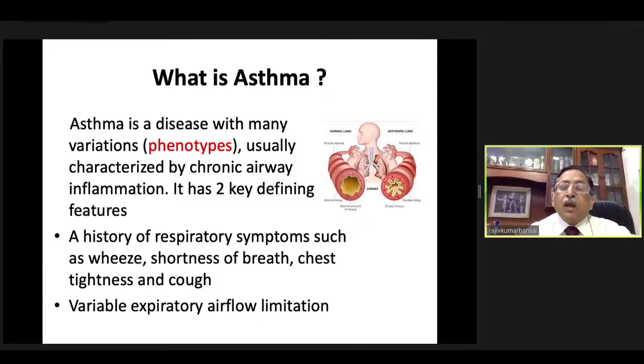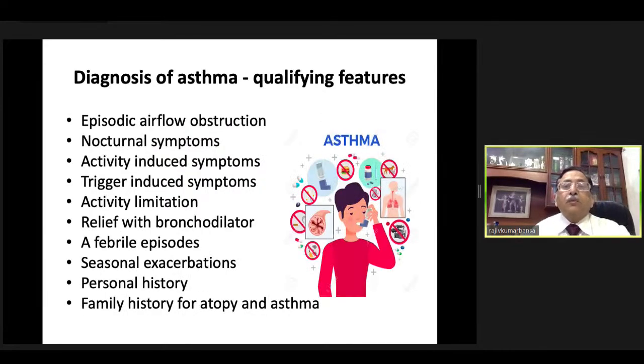The third thing is we need to place great emphasis on what history the patient presents with. A history of respiratory symptoms such as wheeze, shortness of breath, chest tightness and cough, which we need to take into consideration when we are evaluating whether a child has asthma and making a final diagnosis. The other thing is a variable expiratory airflow limitation, which we come to know when we evaluate these children on the basis of the tests they undergo. The qualifying features for the diagnosis of asthma include episodic airflow obstruction, nocturnal symptoms, activity-induced symptoms, trigger-induced symptoms, activity limitations, and so on. But a very important aspect is a personal history and a family history of atopy and asthma in these patients. If somebody has a personal history of asthma and a family history of atopy and asthma, then it has real good value.